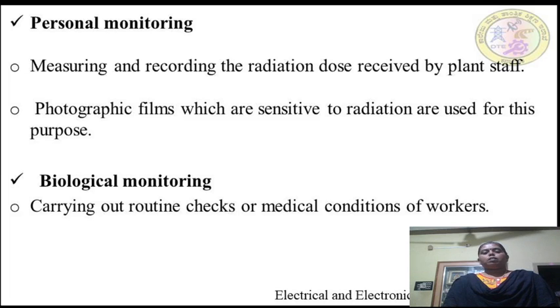The next is biological monitoring. That is, carrying out routine checks of medical conditions of workers. So this is about the 4 different impacts of the nuclear power plant. That is health physics, environmental control, personal monitoring, biological monitoring.